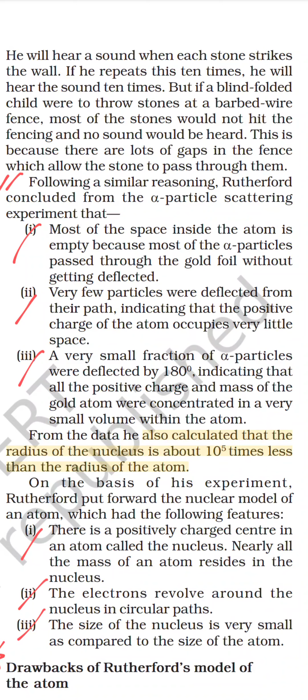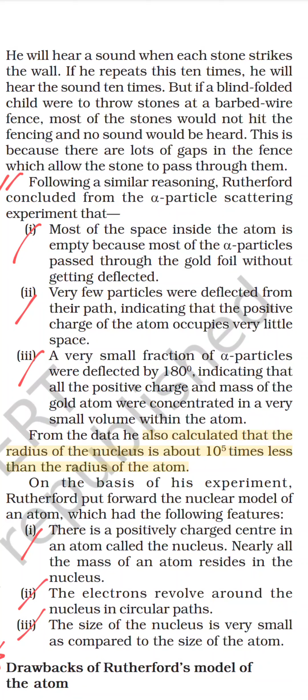He will hear a sound when each stone strikes the wall. If he repeats this 10 times, he will hear the sound 10 times. But if a blindfolded child were to throw stones at a barbed wire fence, most of the stones would not hit the fencing and no sound would be heard. This is because there are lots of gaps in the fence which allow the stones to pass through them.